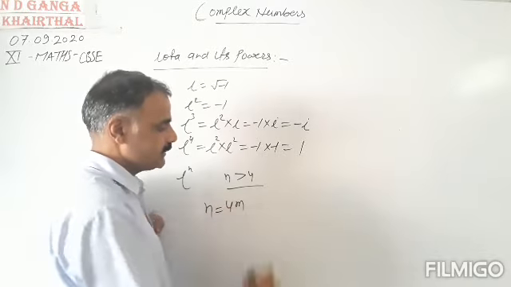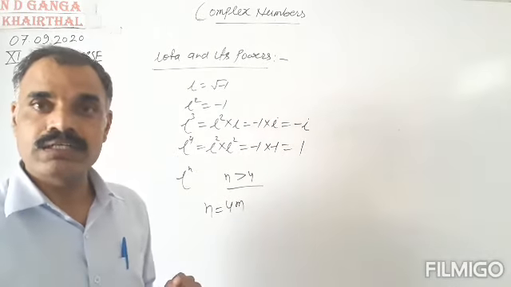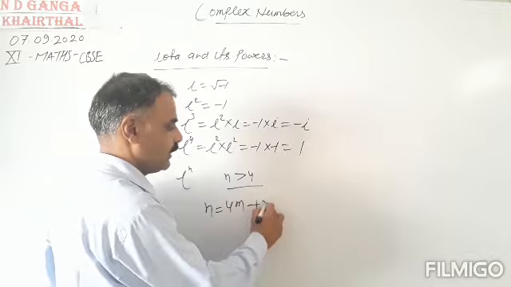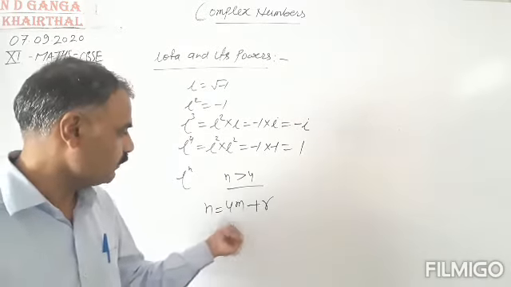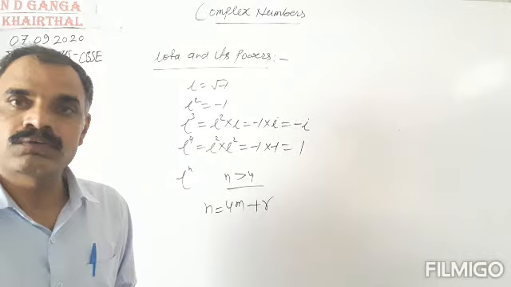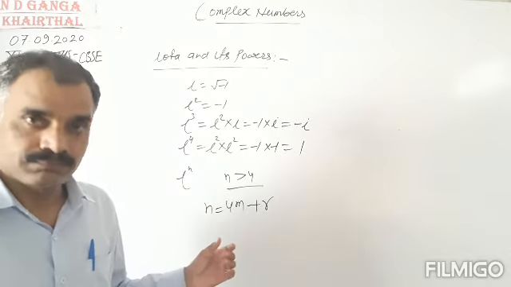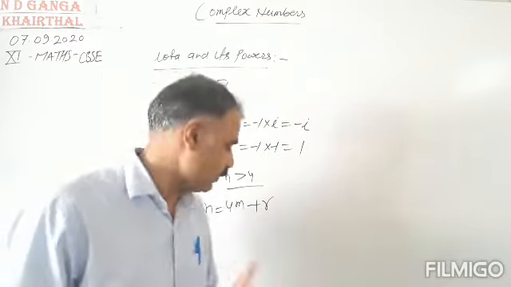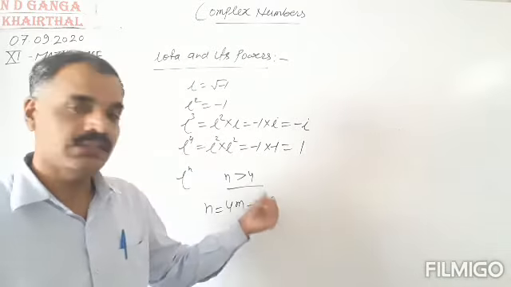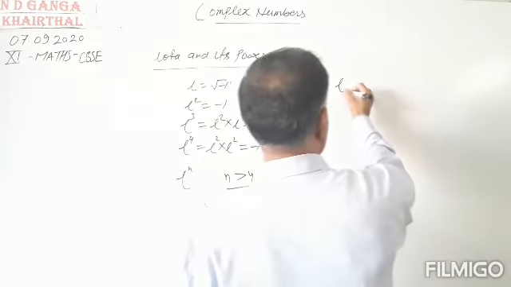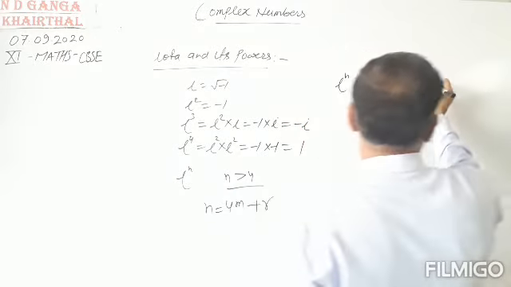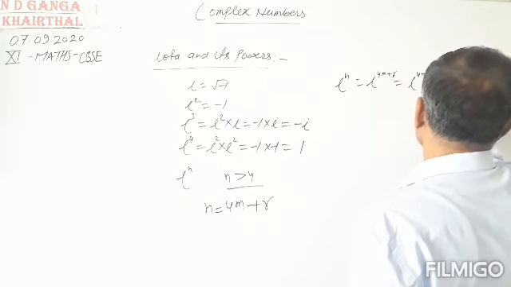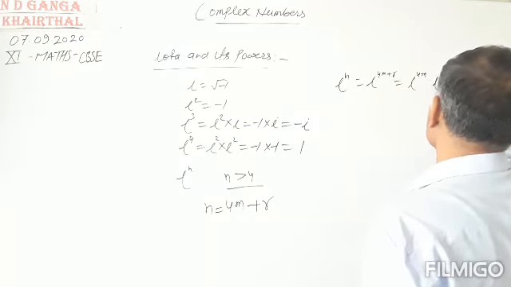Let m be the quotient and r the remainder. Then n can be put in the form 4m plus r. So iota to the power n, or iota to the power 4m plus r, equals iota to the power 4m into iota to the power r.